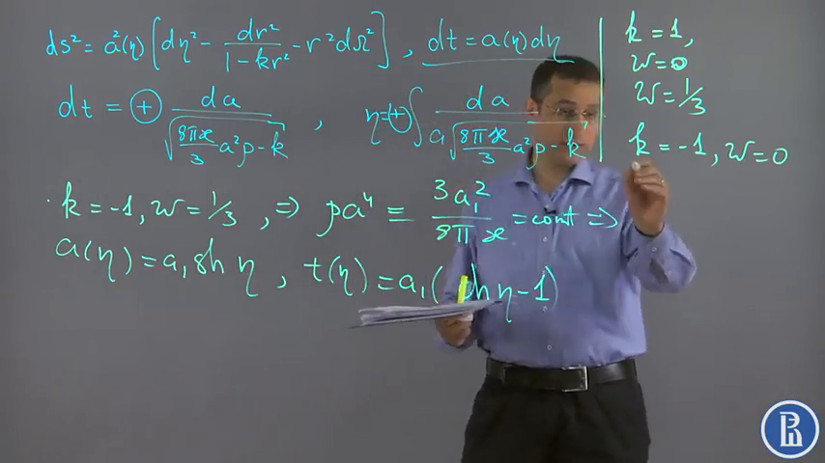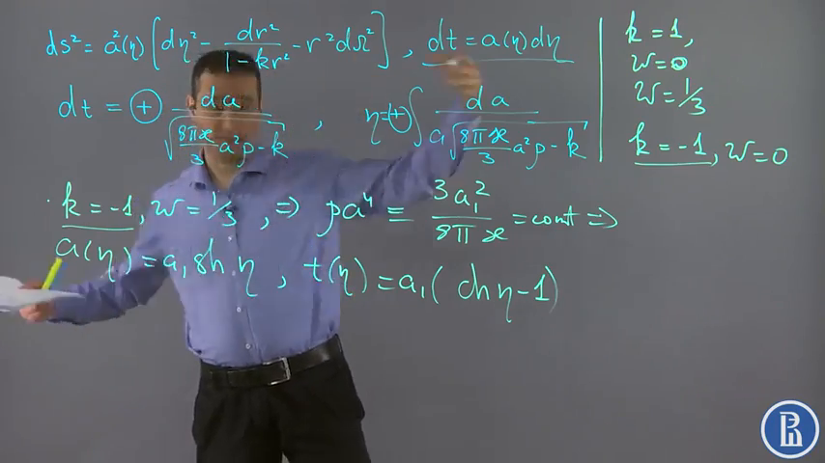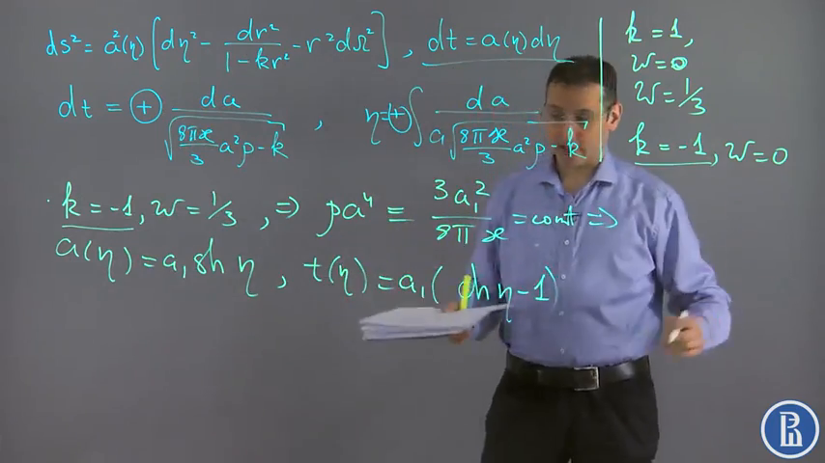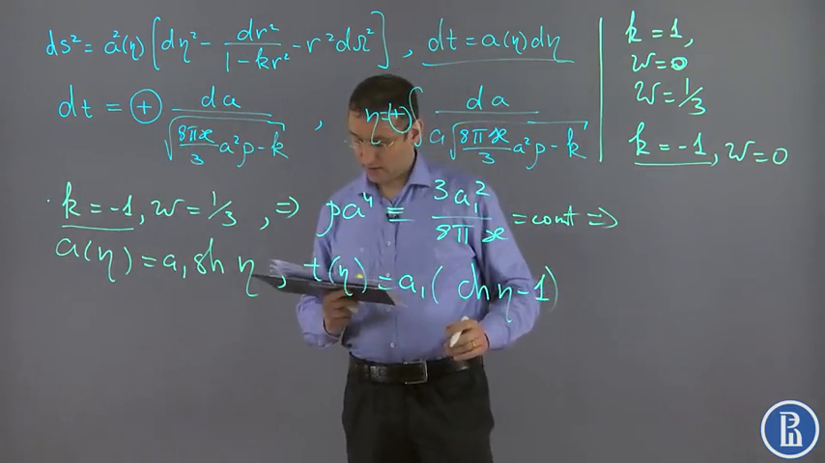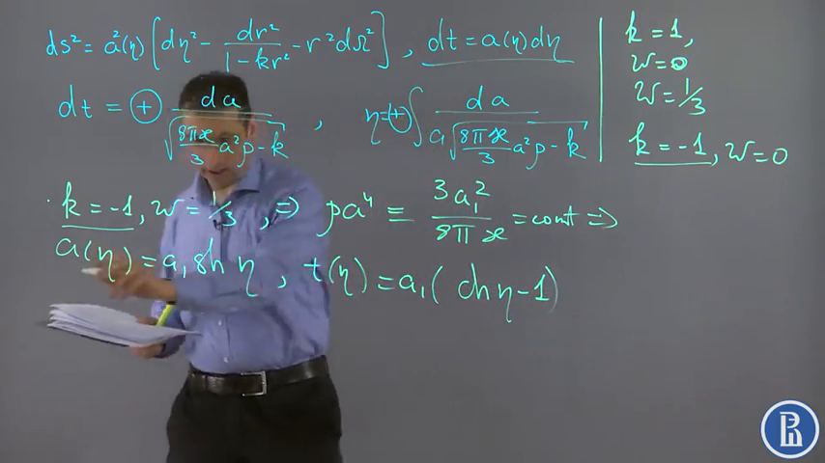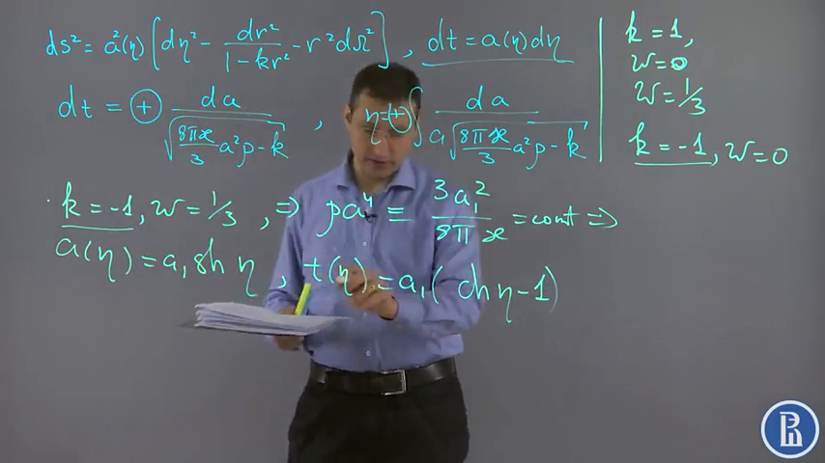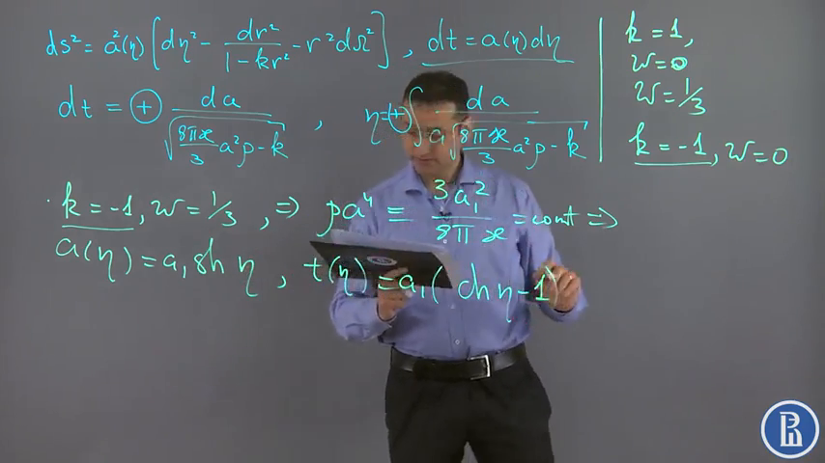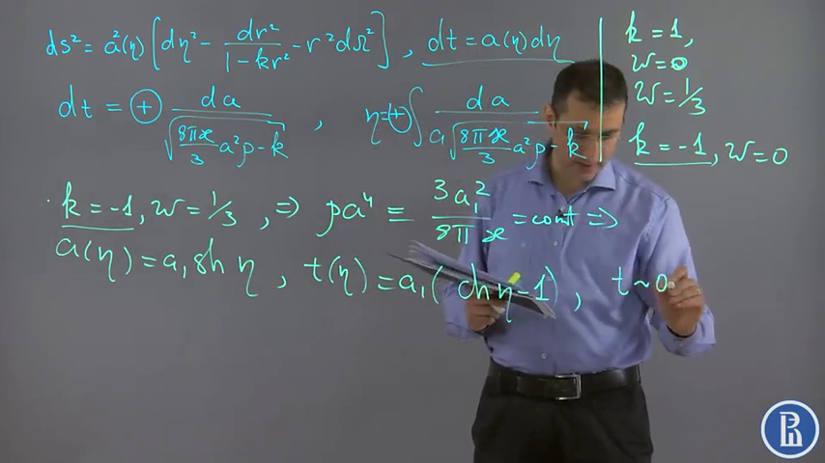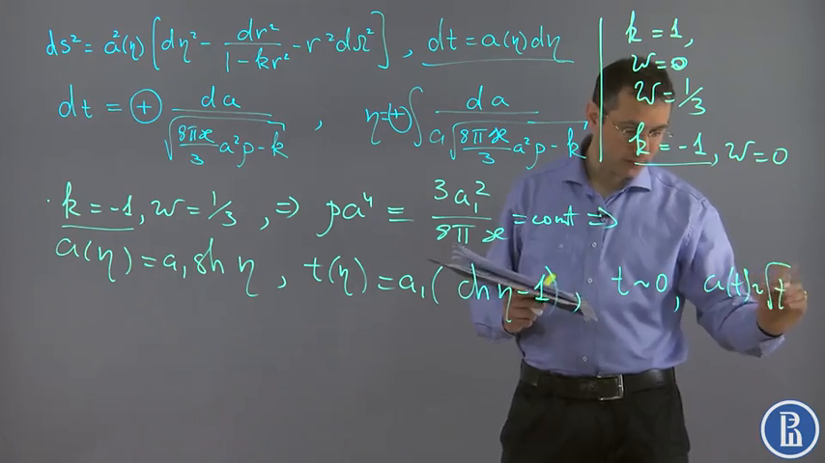Open because for this case, spatial sections are hyperboloids, not spheres. They are open. So eternal expansion, and it starts also with 0. At eta equal to 0, we have a equal to 0, t equal also to 0. And actually at the beginning of the expansion, when t is very small, a of t is proportional to the square root of t.